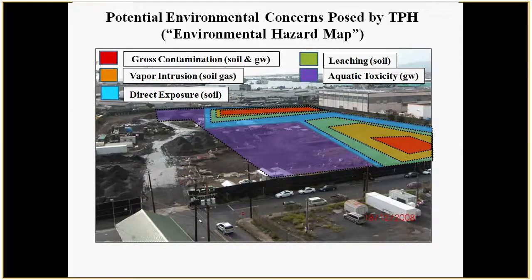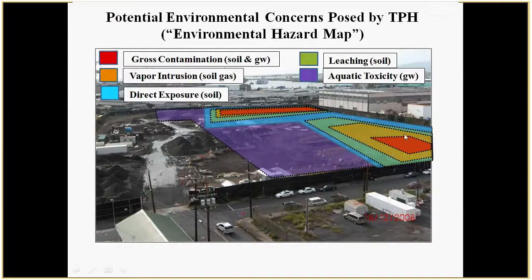We call these environmental hazard maps. This isn't exactly how this site played out in real life, but it's pretty close. Here's where the former tanks were. In the area of red is where we had grossly contaminated, gasoline contaminated soil and free product on groundwater. So again, a lot of management preparation before you start digging into this area.